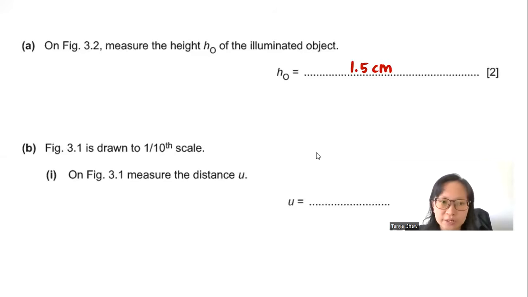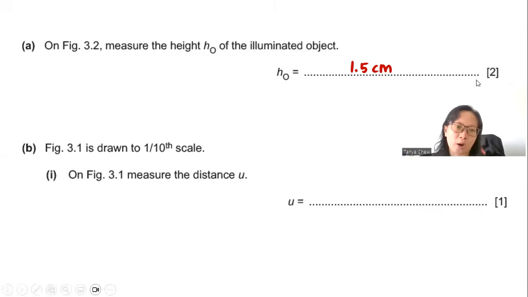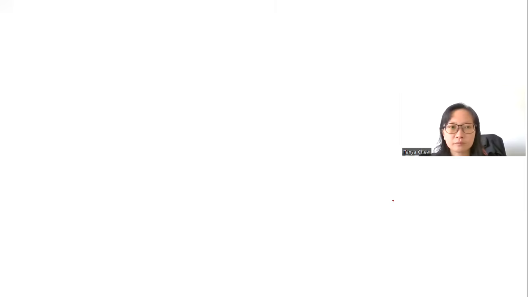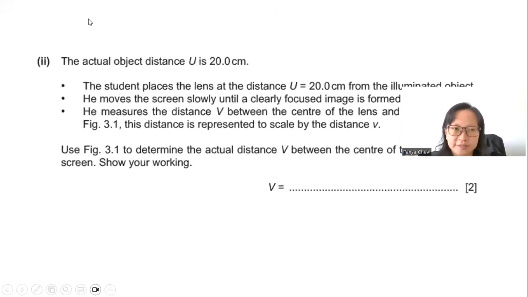B, Fig 3.1 is drawn 1/10 scale. On Fig 3.1, measure the distance U. So the distance U that I got was 2.0 cm. Second part, the actual object distance U is 20 cm.